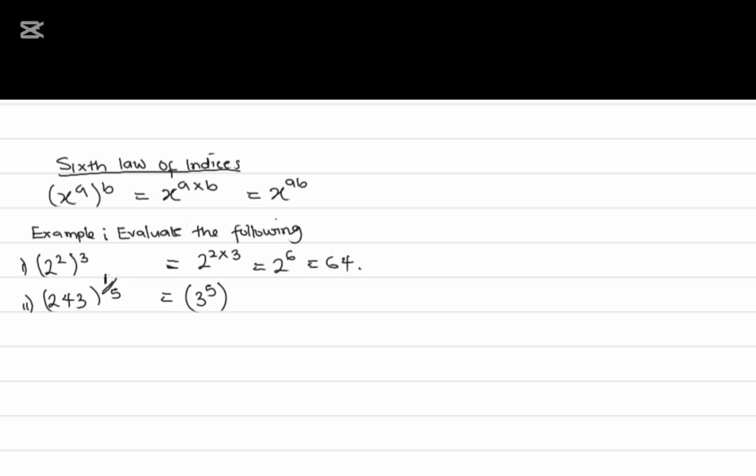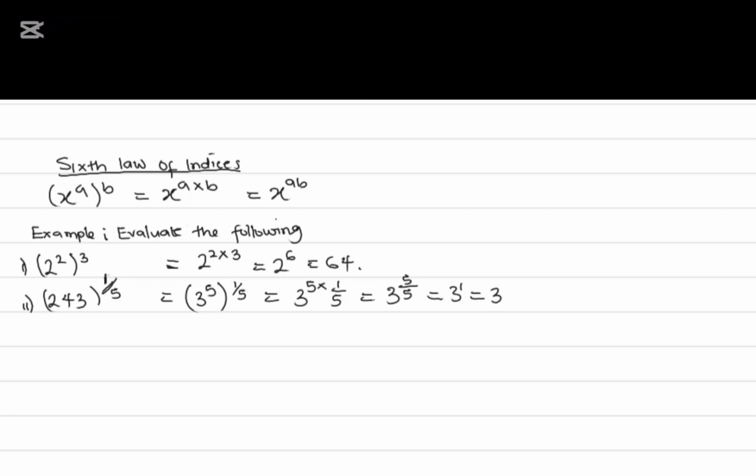Now, raised to power again, multiplied by 1 over 5. So this can be written as 3 raised to power 5 times 1 over 5. And obviously, this will be 3 raised to power 5 over 5, which is 3 raised to power 1, which turns out to be 3. So that's that about the sixth law.